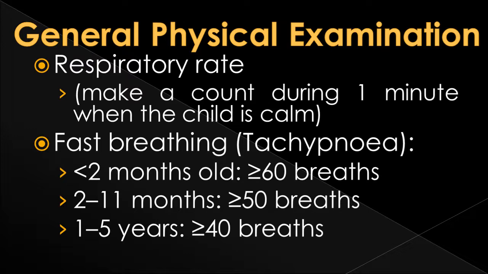On general physical examination, after taking the history of symptoms, you need to elicit certain signs. First of all, respiratory rate is to be taken. Make a count during 1 minute when the child is calm. Tachypnea is defined as 60 or more breaths per minute in less than 2 months; for 2 to 11 months, 50 or more breaths per minute; and for children 1 to 5 years of age, 40 or more breaths per minute.